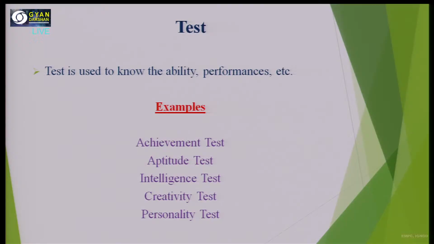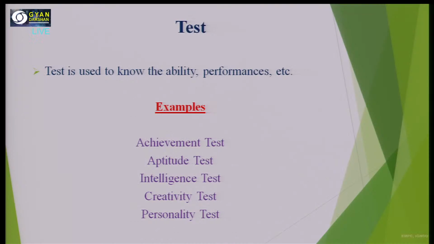So you might be using certain tests, just like I can name achievement test, aptitude test, intelligence test, creativity test, and personality test. These are the broad variables that you might consider using in your dissertation work. By using an achievement test you can find out the level of performance, the level of achievement of the students. It may be a general achievement test, or it may be achievement in different subjects.